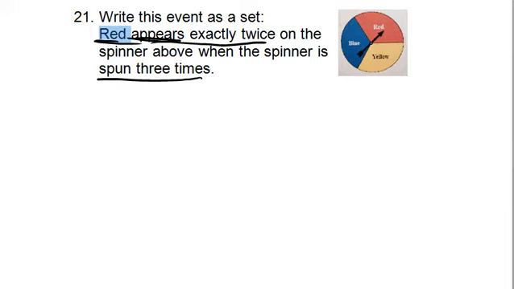Think of it this way. If you spin it once, you can get either a red, a blue, or a yellow. On the second spin, you can still get a red or a blue or a yellow.